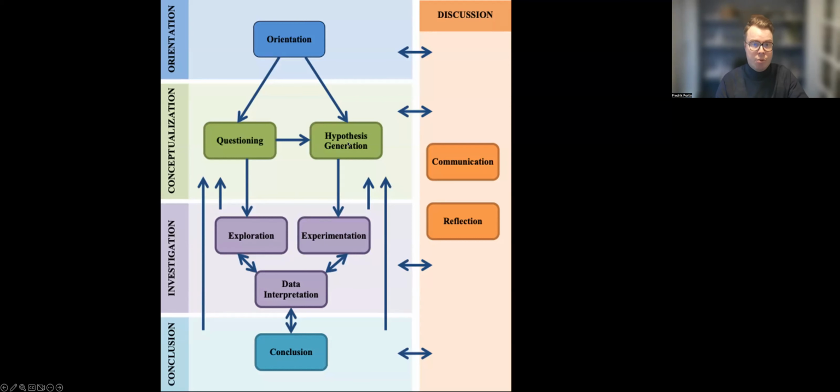Similarly, this model shows that communication and reflection occur throughout the process. Here we can imagine a student who is writing the final thesis. They should have several opportunities to present their work and develop it in relation to the comments they receive from their teacher, their supervisor, and their fellow students.